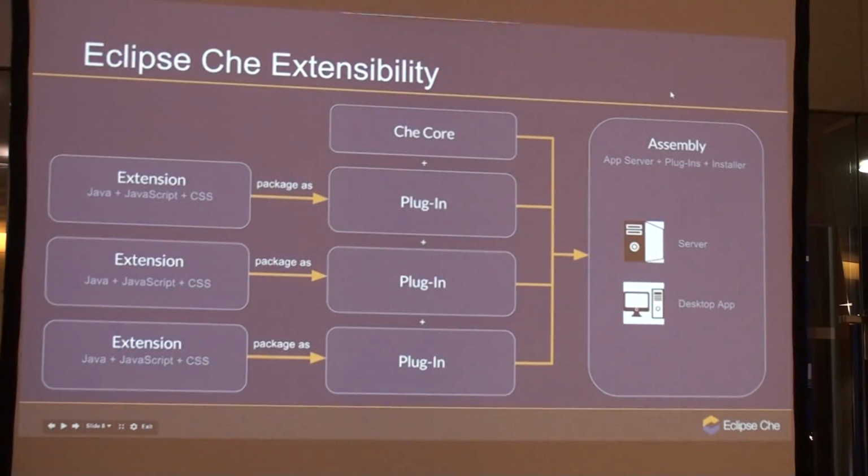Everything inside of Che is a plugin. We are really focused on trying to build the community. We need to build an ecosystem around Che. Extensions are written in Java and JavaScript. They then are compiled into plugins, and then you can package up plugins together with the Che core and create a whole new assembly. And these assemblies are distributable. You can distribute them as a server, a zip file. We have installers. So you can create a completely custom implementation, change the UI, and distribute your own on that.